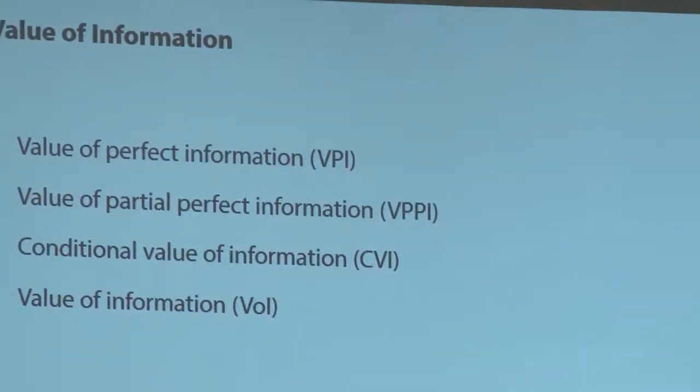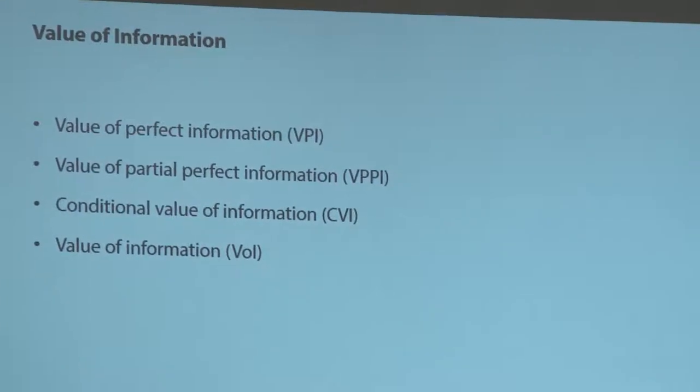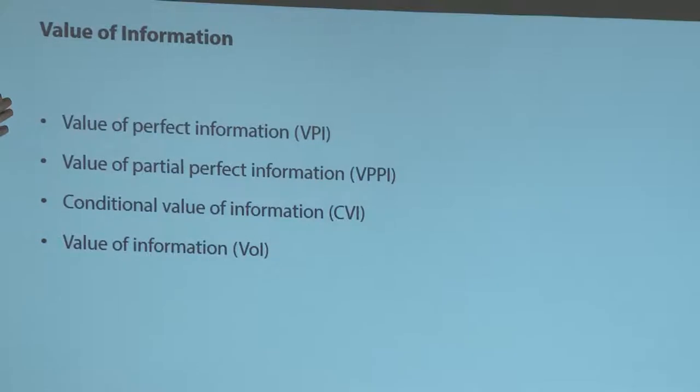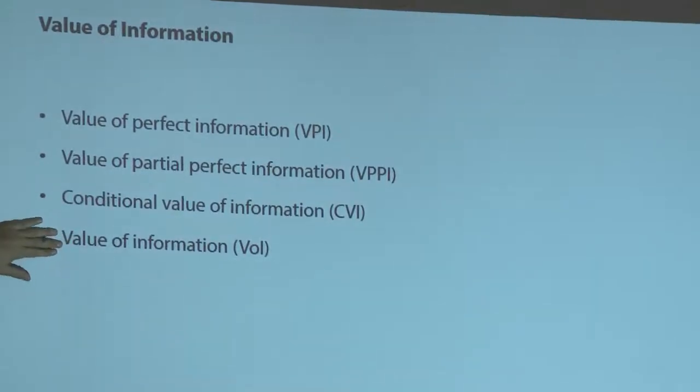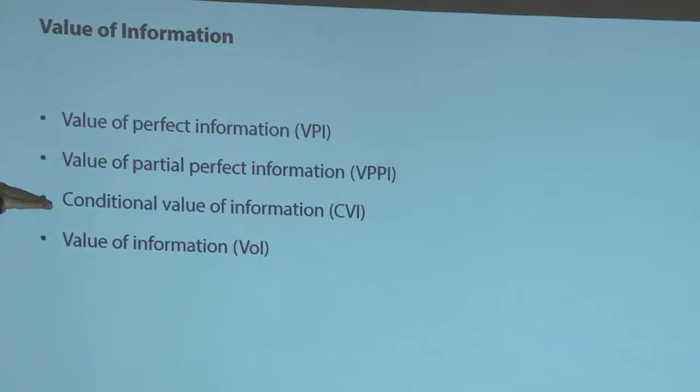So Sebastian, of course, already introduced the general idea of value of perfect information, that's what we want to compute. But there are also these intermediate concepts, and I don't know if many of you are familiar with those: value of perfect information, value of partial perfect information, and conditional value of information.